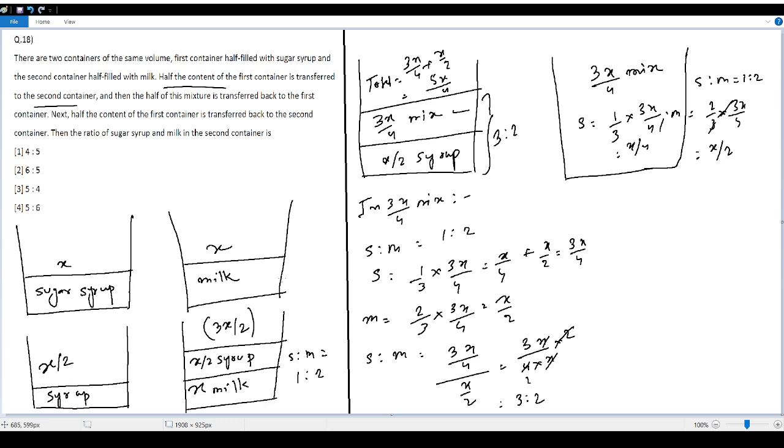Now again they are doing the same thing again, you see. So we have completed this thing. Next, half the content of the first container is transferred back to the second container. We don't have place to do it here. So the first container, second container. What is the total content of the first container? 5x by 4. Half has been removed, so 5x by 8 mixture is left, right?